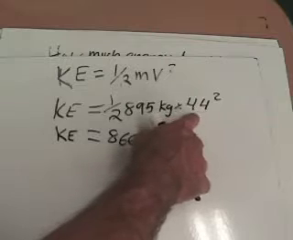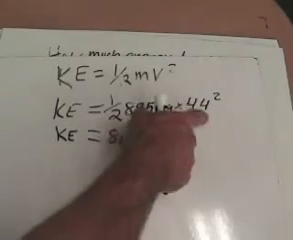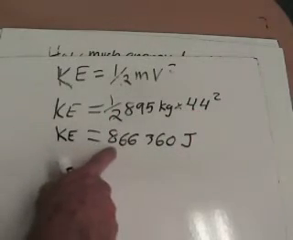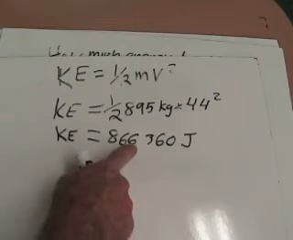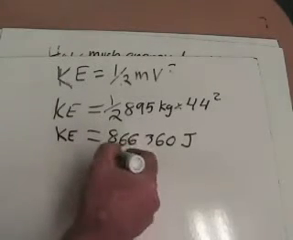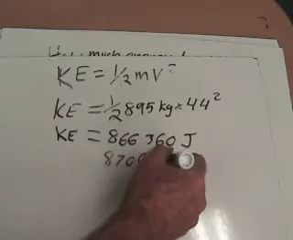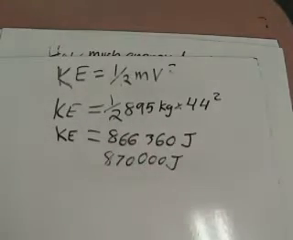However, I notice I have 3 significant figures here. I have 2 significant figures here. This 1/2 is not a measured quantity, so I don't have to let that be part of it. So I need to limit myself to 2 significant figures. I'm going to keep the 8 and the 6. Since this 6 here is more than 5, I'm going to round this up to a 7, and I will get 870,000 joules. Let's take a look at another one.